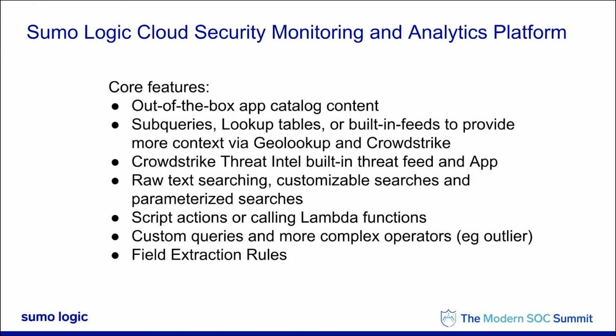And some of the core features that really help support the use cases that we described would be out of the box app catalog content. So really not having to build something custom right out of the gates, but instead being able to rely readily on something that is available to you right off the bat. Subqueries, lookup tables, built-in feeds to really add that context. CrowdStrike threat intel, a built-in threat feed to better understand what your current attack surfaces are and how you want to navigate accordingly based on what threats you're seeing pop up. Raw text searching, allowing you to get into a lot more detail as well.